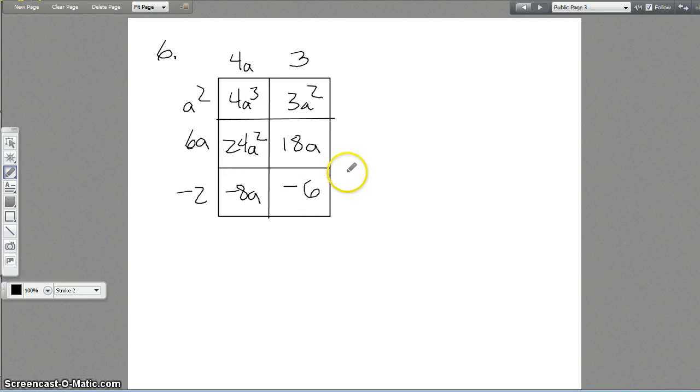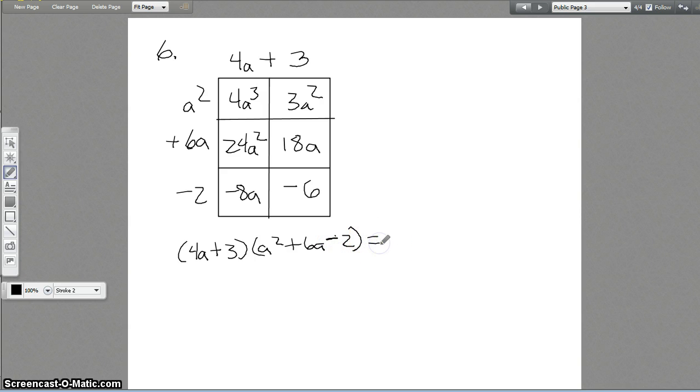So what is this actual problem that's worked out? Well, we can write out the multiplication problem. If there is no sign shown, then it's understood to be a positive. So the a squared is positive, the 6a is positive, the 2 is negative because it's got a negative sign, the 4a and the 3 are positive. So the problem that this works out is 4a plus 3 times a squared plus 6a minus 2.